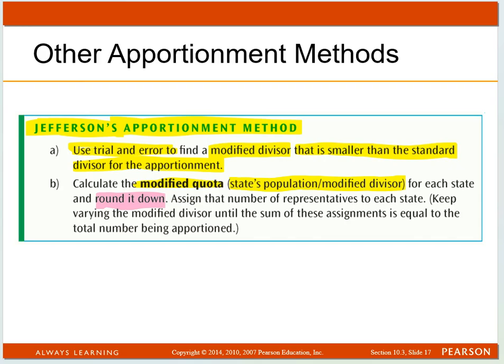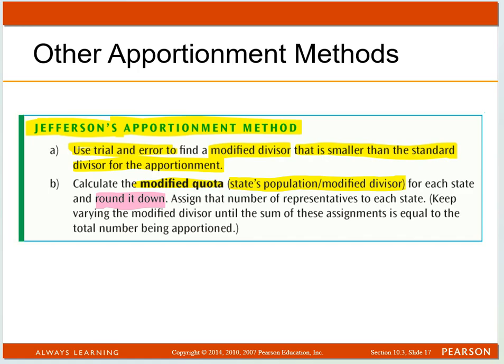You'll have to keep varying the modified divisor, and this is where the trial and error comes in, until the sum of the assignments adds up to what was being apportioned. So if it only adds up to 8, you're going to have to fix that. Now, I need to talk to you about math for just a second. Basic math. Okay, I think I can show this on this slide.